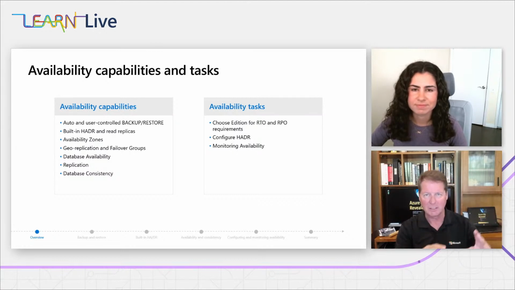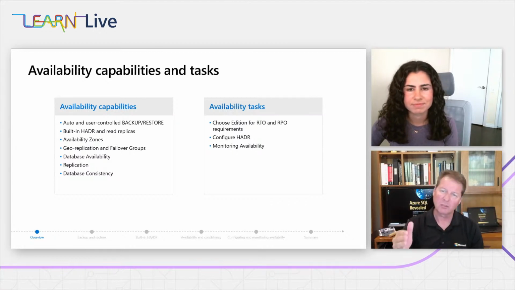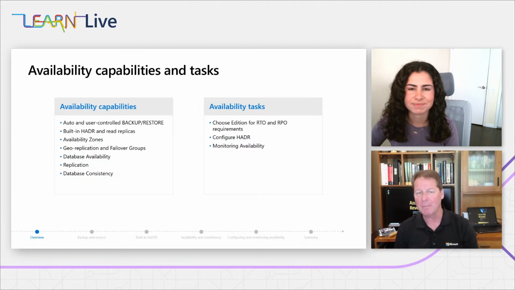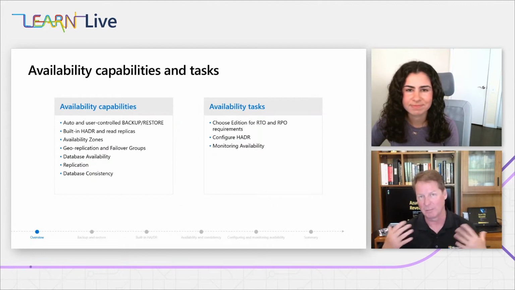Now, once you understand these capabilities, what kind of tasks are you going to do? It all starts with recovery time objective and recovery point objective. You decide what those requirements are. And we're going to have something later where we're going to help you a little bit pick some of that. You're going to go pick what we call the edition. This is a combination of service tier and availability zones and various aspects in order to get the right RTO and RPO requirements for your business. Then you're going to go configure HADR accordingly. You may set up availability zones or geo replication or something of that nature. And then you want to monitor. You want to monitor various aspects of availability. We'll certainly show you that.